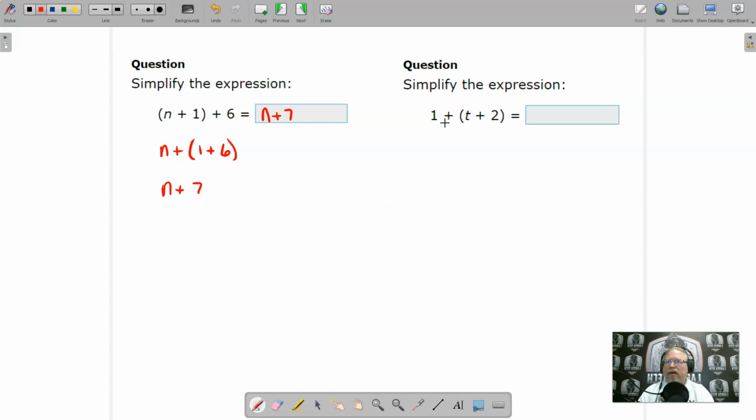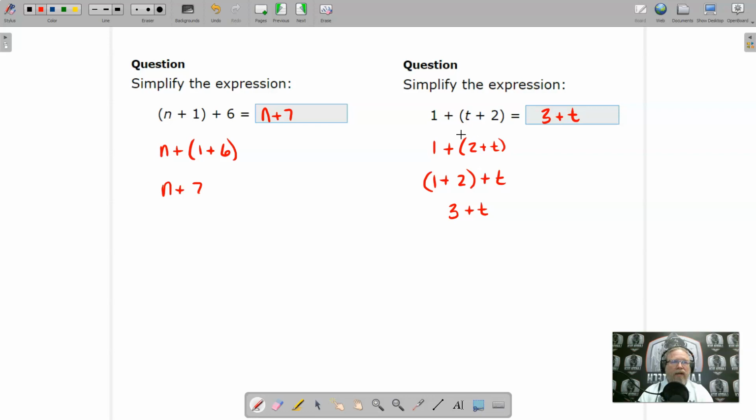On the next one here, t is associated with 2. We have 1 plus the quantity of t plus 2. Well, I need to go ahead and get this 2 over by the 1. So the first thing that I need to do is use the commutative property and switch places between the 2 and the t. Now I need to use the associative property and reassociate the 2 with the 1 instead of the t. And then I can take the sum of 1 and 2 for 3 and then bring down my plus t and end up with 3 plus t.